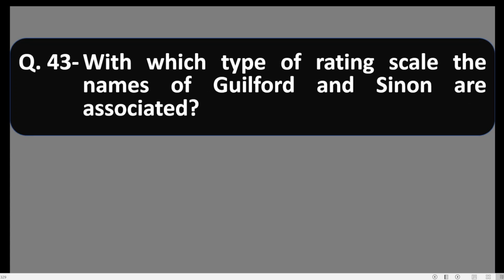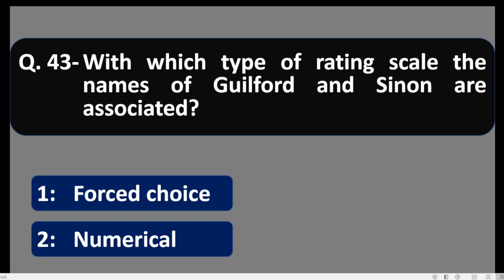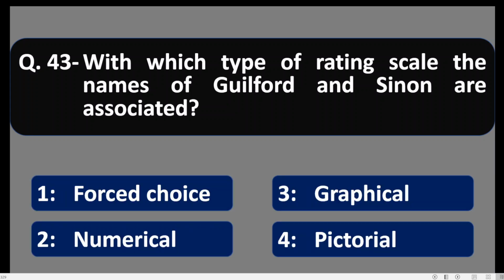43. With which type of rating scale are the names of Guilford and Sinan associated? Forced choice, numerical, graphical, pictorial. Guilford and Sinan are associated with forced choice rating scale. Option number 1 is correct.